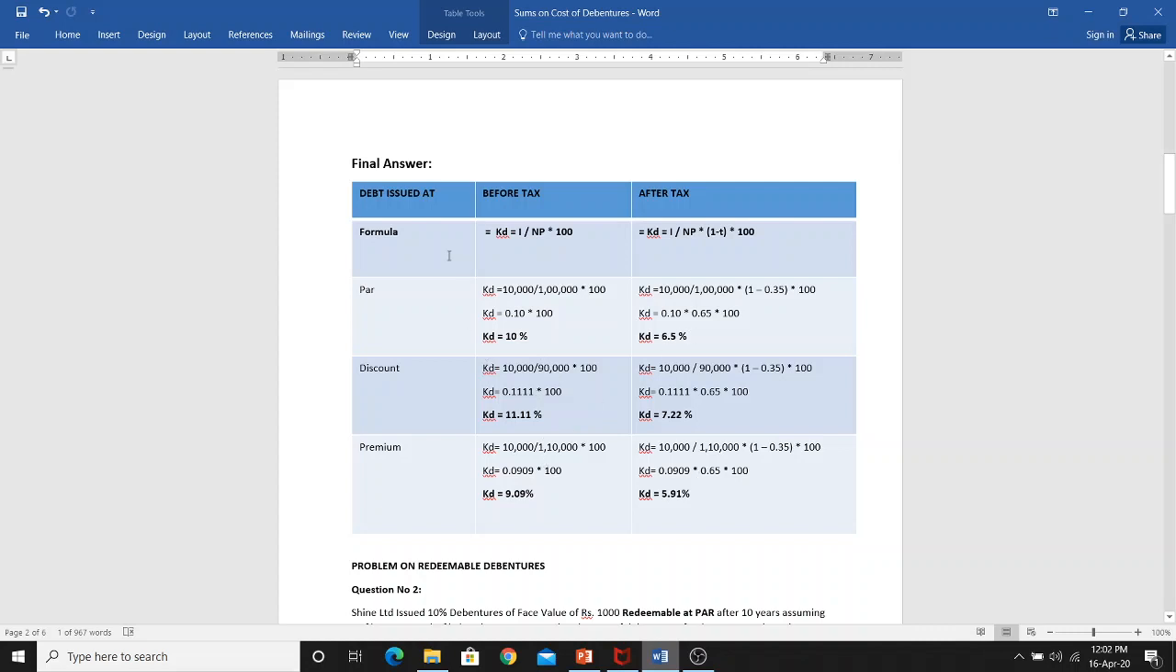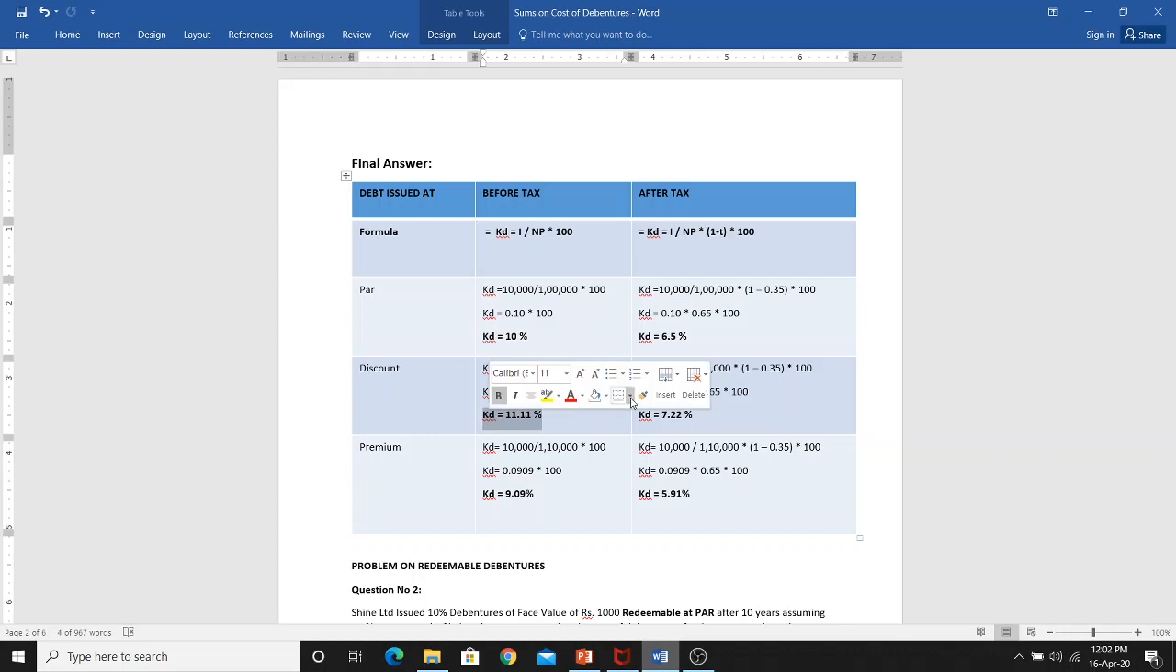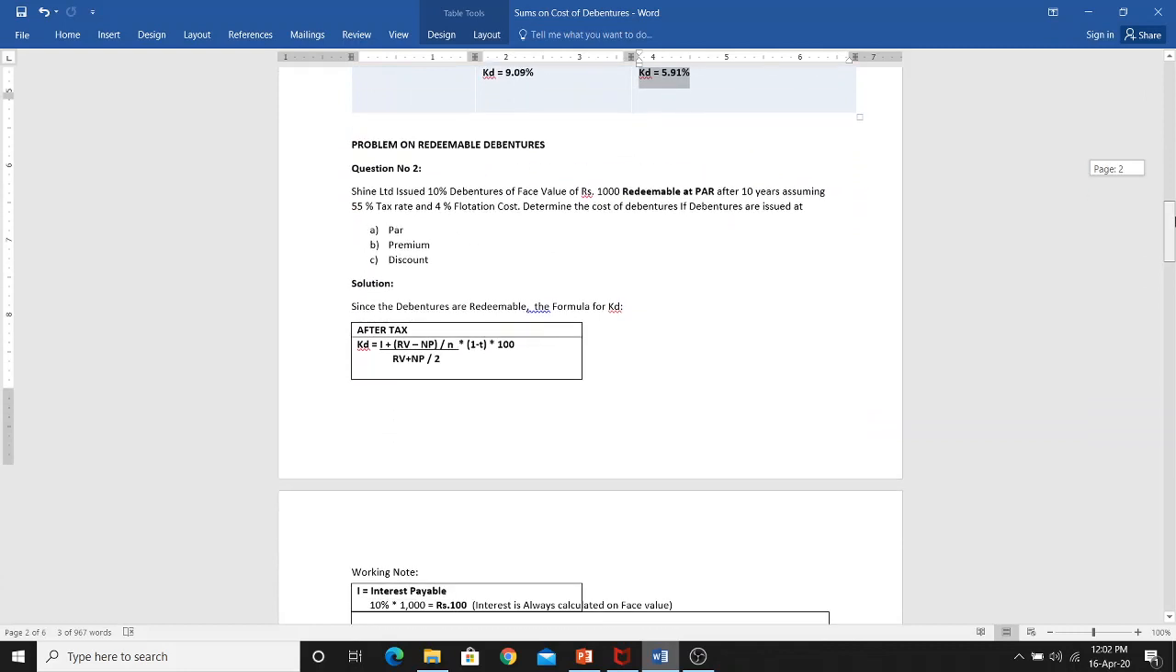So here we have got an answer. Debt issued at par. Before tax, the cost of debentures is 10%. After tax, it is 6.5%. Similarly, discount before tax it is 11.11%. Here it is 7.22%. And here it is 9.90%, and after tax it is 5.91%. Now moving ahead to the next sum.